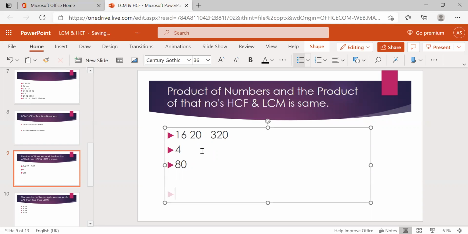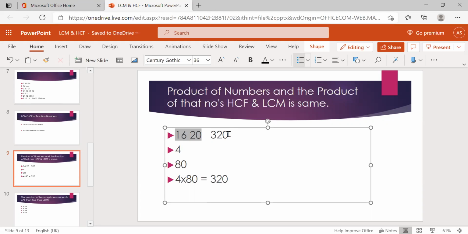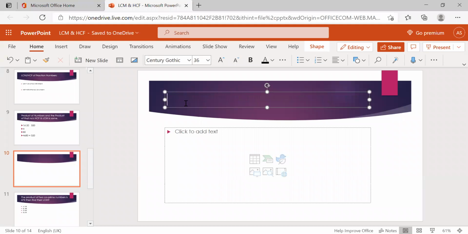80, right? Now the product of LCM and HCF. HCF is 4 into LCM, which is 80, giving 320. See here, the product of LCM and HCF is 320. It's equal to the product of the numbers, 320. Is it clear? Very, very important point. And come to this next one. Next is very interesting.